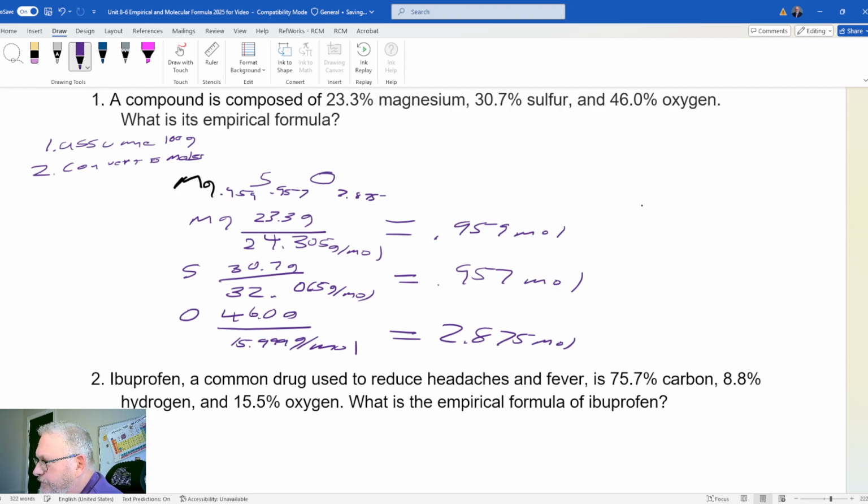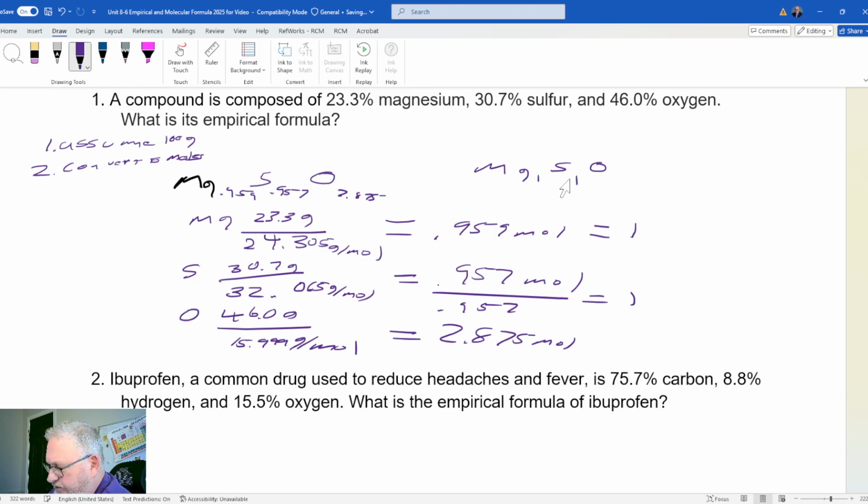So we can't have decimals? No. So how to convert something into a whole number? Well, I divide it by the smallest number. So if you look at 0.959, 0.957, 0.957 is smaller. If I divide 0.957 by itself, I get 1. If I take 0.959 and divide it by 0.957, I get 1.002. I get 1, right? That's pretty dang close to 1. So that means I got 1 there and 1 there.